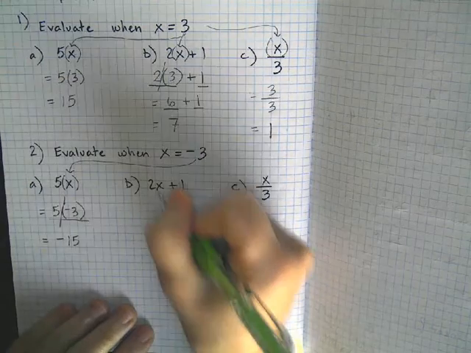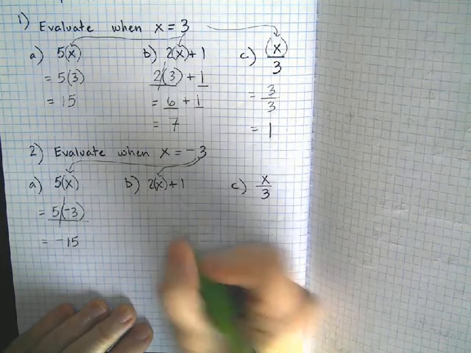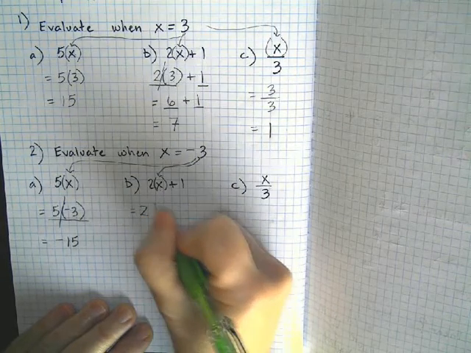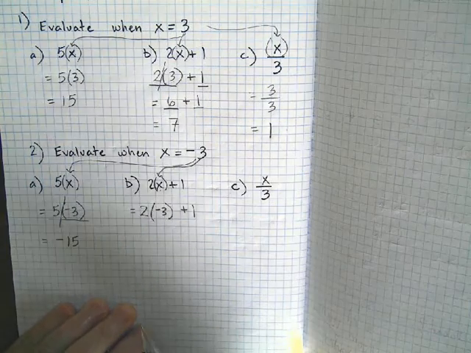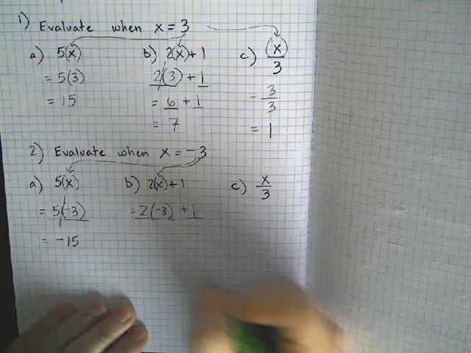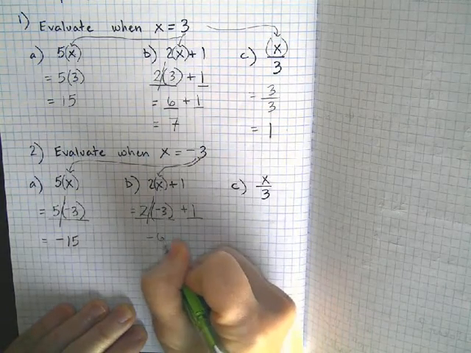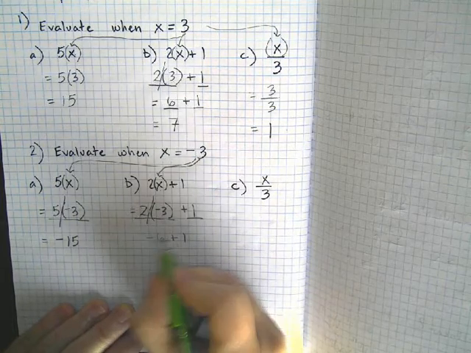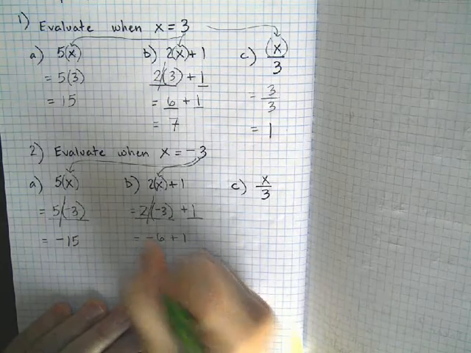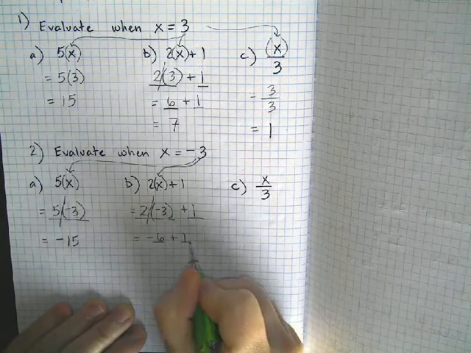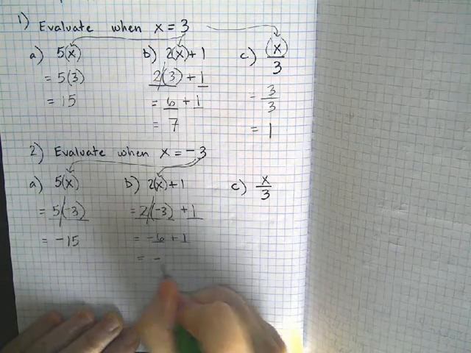Next one, same thing. I'm going to change the x to a negative 3. So 2 times negative 3 plus 1, I can parse to help me. Underline, plus sign, underline, multiply. 2 times negative 3 is negative 6. 2 groups of negative 3, that's a lot of negatives. And then negative 6 plus 1, I have more negatives than positives, so that would give me negative 5.